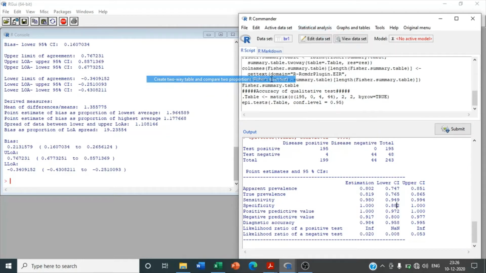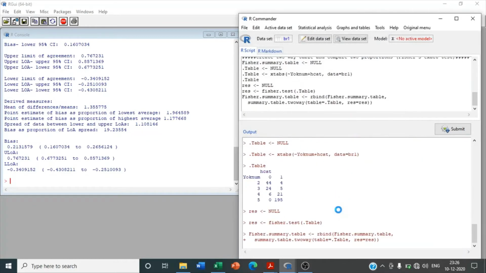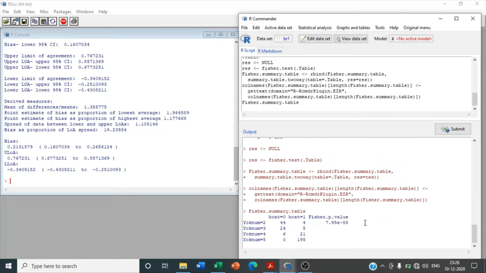Create one-way table, compare two proportions. We have kept the Fisher's exact test unticked, and we are using Yochnam. And the columns is HCAT. Let's see what the numbers are right now. So we get Yochnam 2, 3, 4, 5.